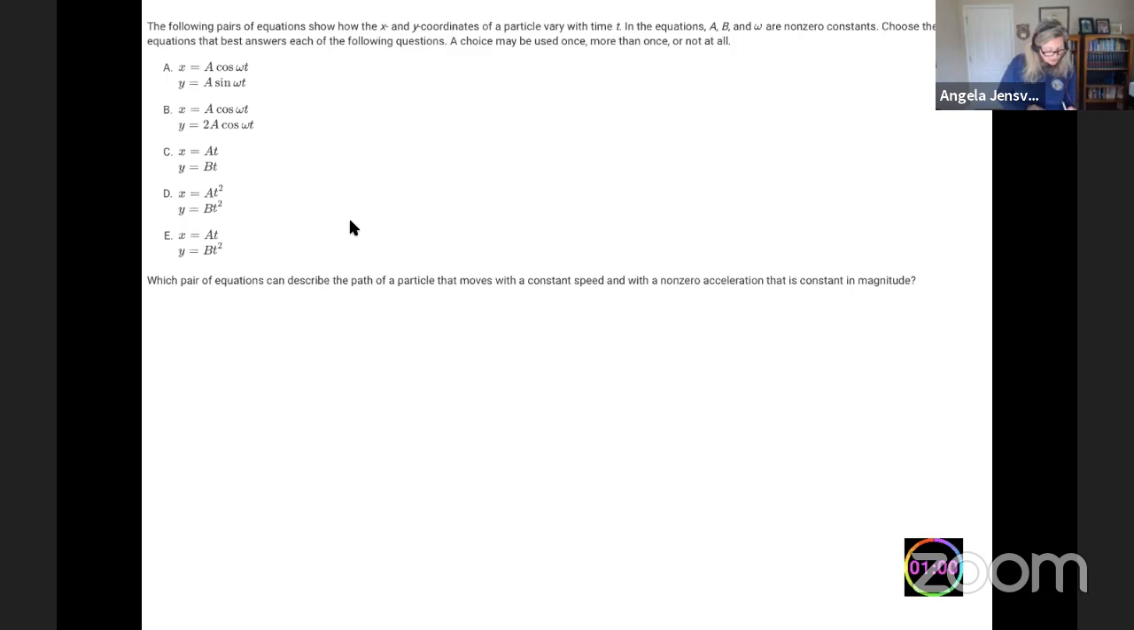Okay, so what are we looking for? Constant speed. How can we find speed? We need to get the two components of velocity and use the Pythagorean theorem. So let's find, for option A, Vx, negative omega A sine omega t, and Vy is omega A cosine omega t. Okay, we have the two components of the velocity.